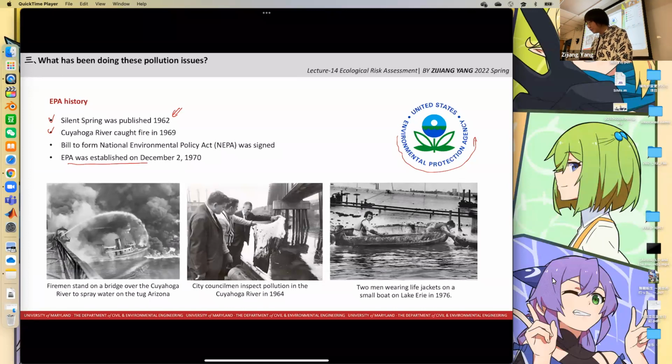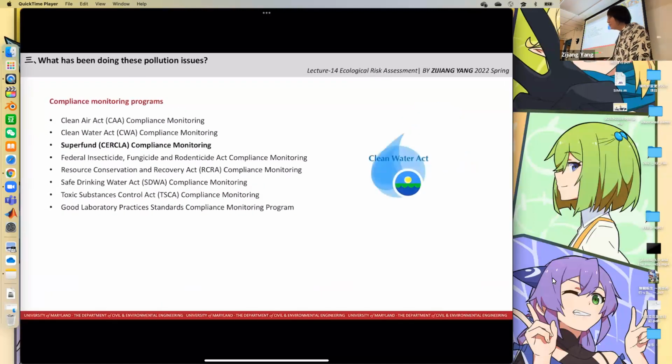The pictures shown here are from when the Cuyahoga River caught fire. We can see there was a boat on this river, and this boat is on fire. The oil was spilled in the river, and we can see the surface was coated or covered by the oil, similar to this picture. So this is very bad. And the EPA was established to do some monitoring to make sure we have good environments.